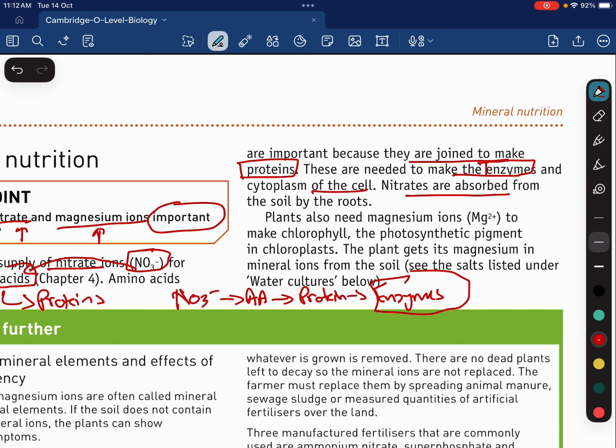Nitrates are absorbed from the soil by the roots. So we also need to know where the nitrates are absorbed from. Is it from the leaf or from the stem? No, they're absorbed from the roots. And these nitrate ions, or in general mineral ions, are present in the soil, and that's where these ions are absorbed from.